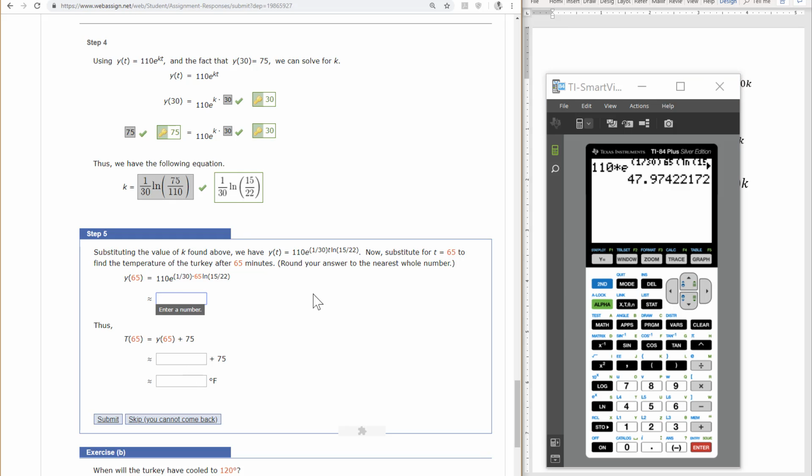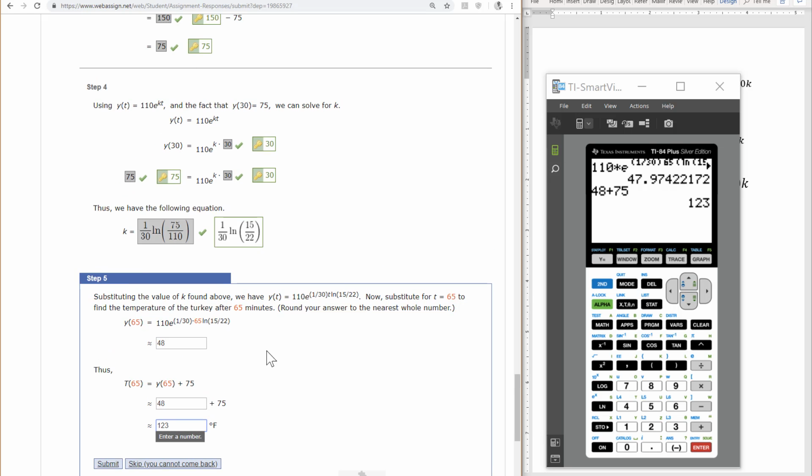And so we got approximately 47.9, and they want us to round off to the nearest whole number, so that's going to be 48. So y of 65 is equal to 48, and we want to translate that back into t's, and so t is going to be y of 65 plus 75. So we'll take our 48 and then we'll add 75 to it, and we get 123 degrees Fahrenheit for the turkey after 65 minutes.